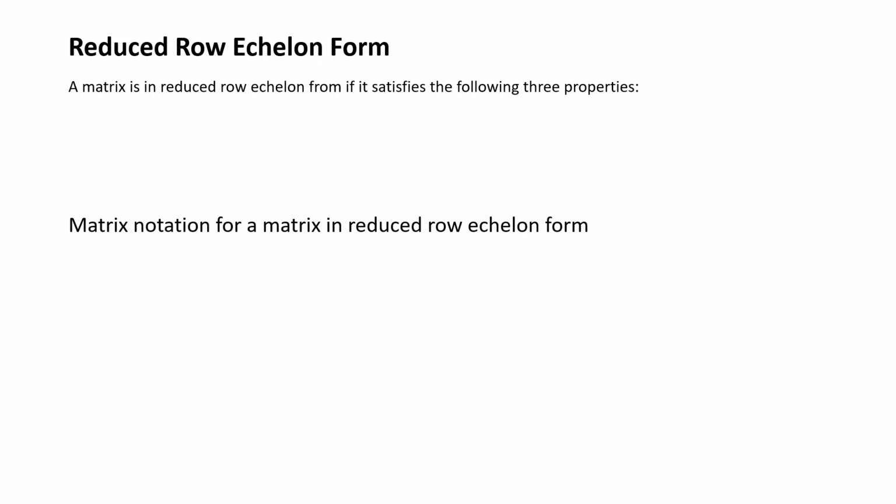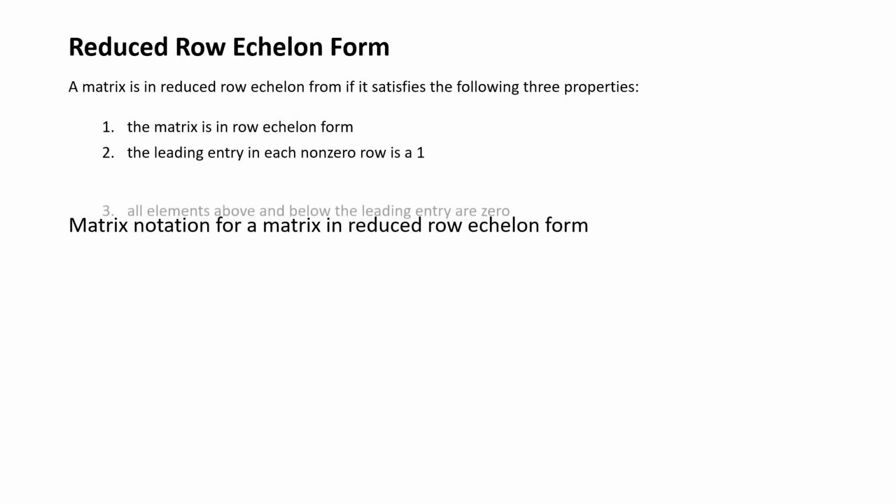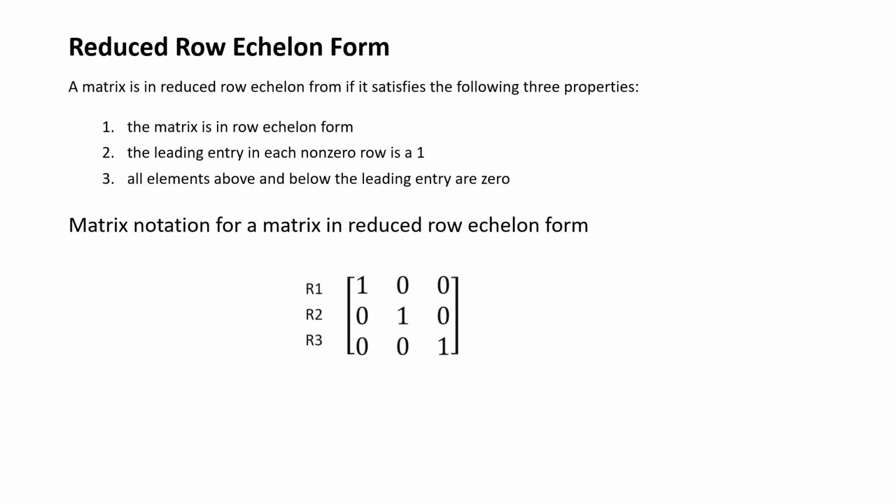Next, we will look at reduced row echelon form. A matrix is in reduced row echelon form if it satisfies the following 3 properties. First, the matrix must be in row echelon form, which we've just discussed earlier. Second, the leading entry in each non-zero row must be a 1, and all elements above and below the leading entry are 0. Here is the notation for a matrix in reduced row echelon form.